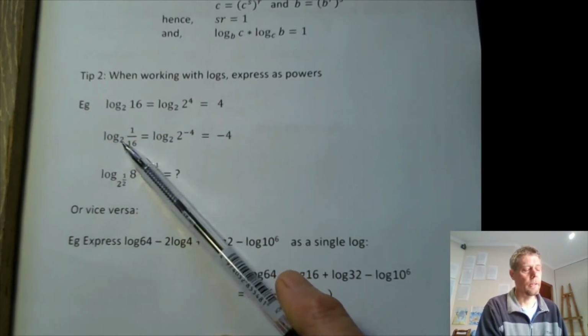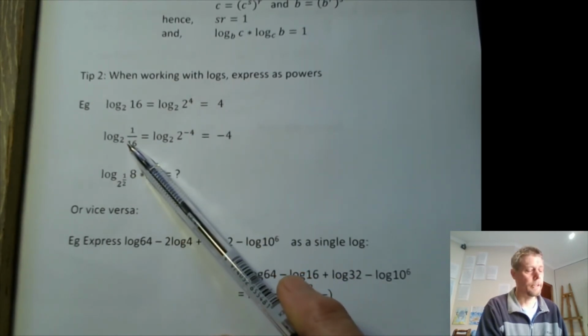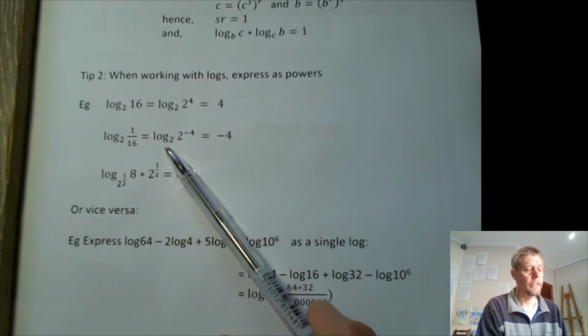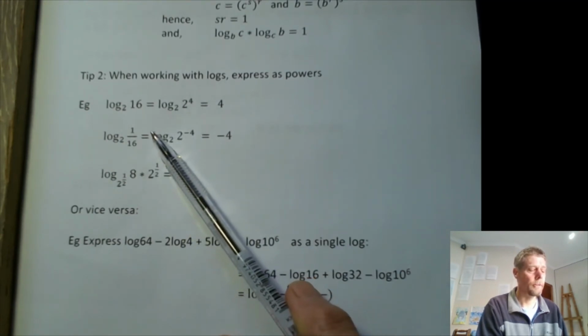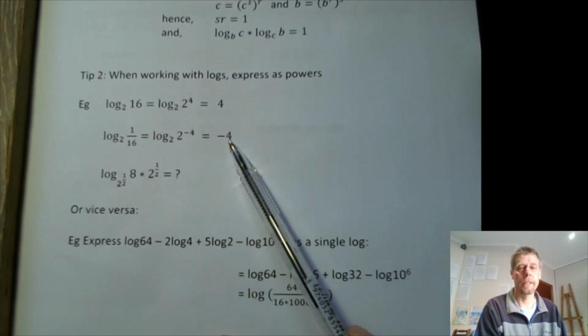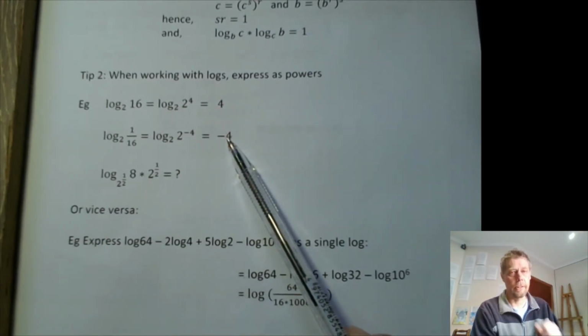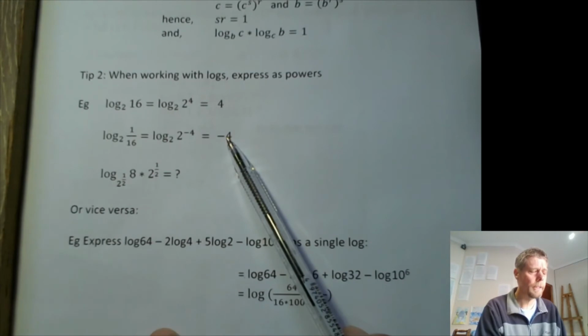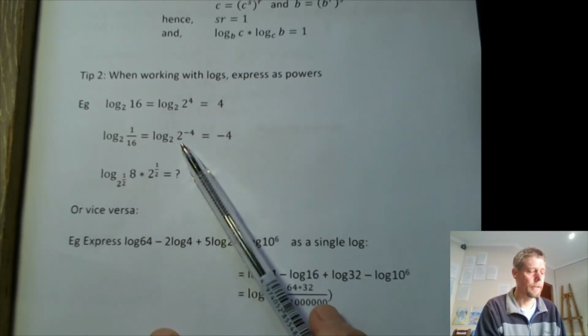Here's another one, log of 1/16 base 2. Well, 1/16 is 2 to the minus 4. Bring them to the front, and you've got log 2 base 2 times minus 4. It's just minus 4. So often these things unravel simply by expressing them as their powers.